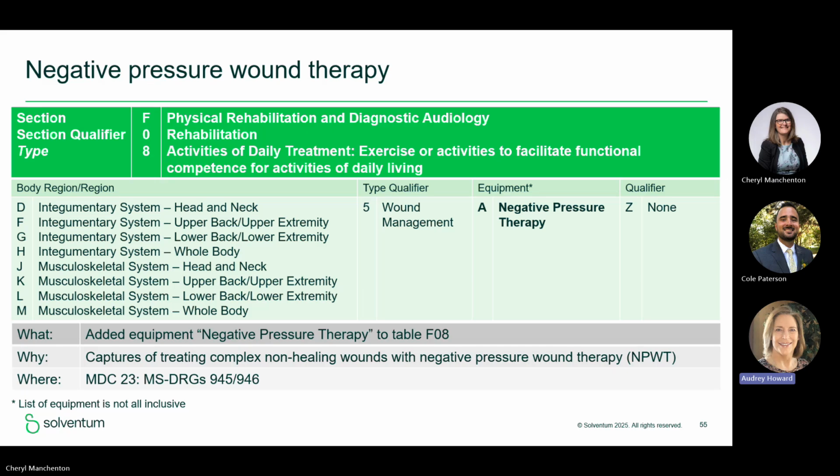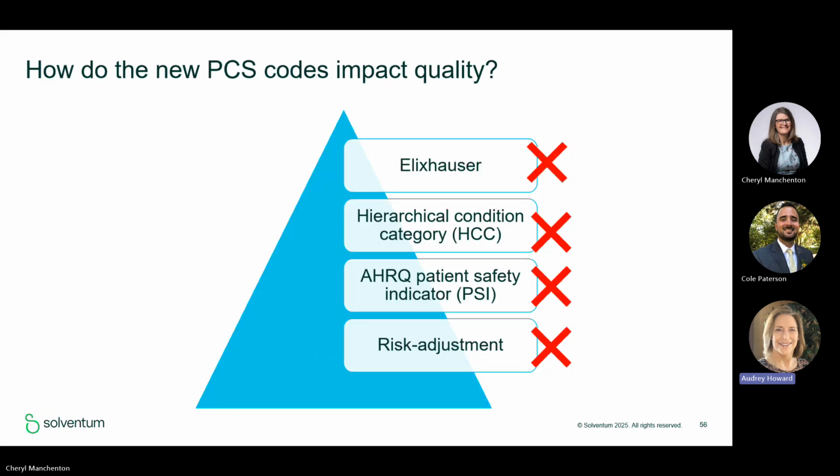The negative pressure wound therapy aims to treat complex wounds which are non-healing or at risk of non-healing, such as diabetic foot ulcers or skin grafts. So Cheryl, talk to me about quality on these new procedure codes.